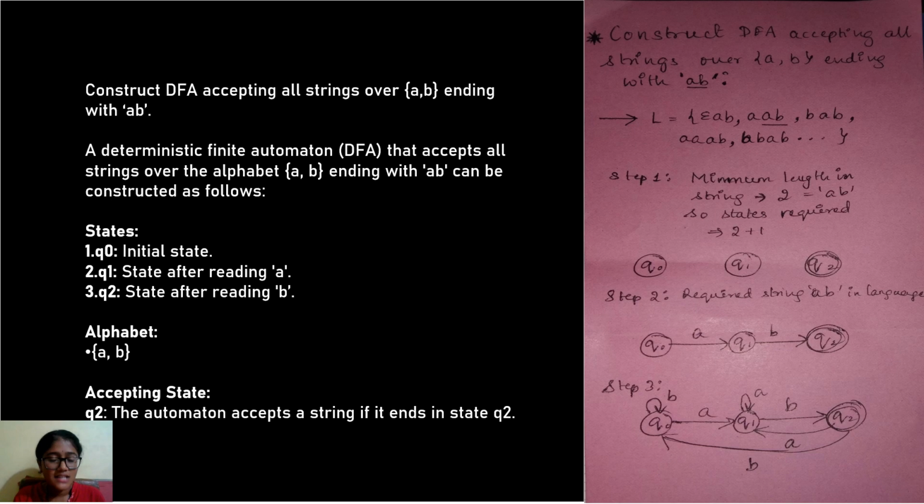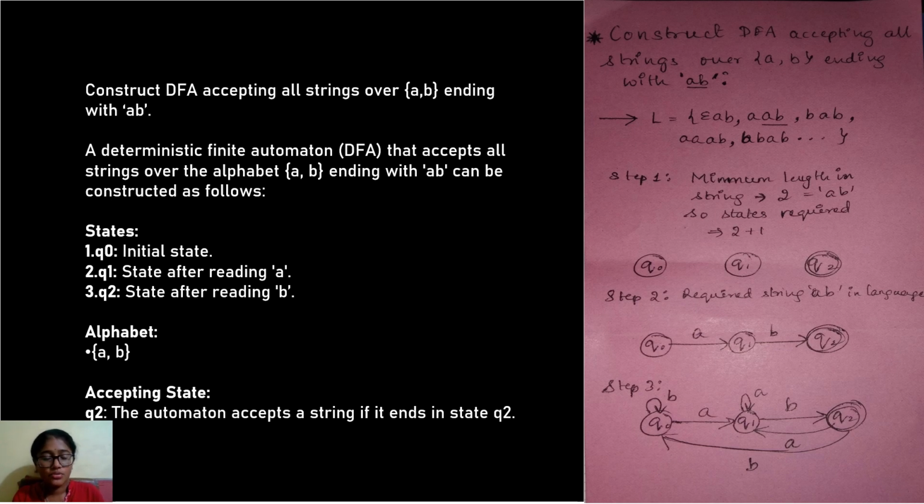So now let's understand the same with a simple example. Our task here is to construct a DFA accepting all strings over the inputs A and B, and it must end with AB. So we must construct a DFA which might have numerous occurrences of A and B at the beginning of the string, but it must definitely end with AB at the last.